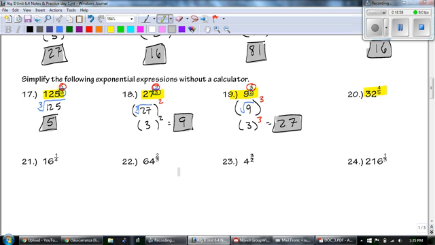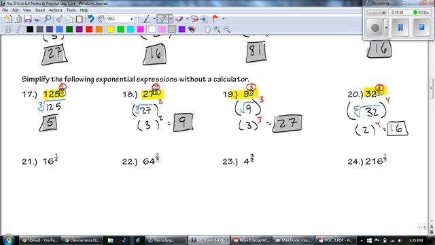Okay, why don't you see if you can set 32 up on your own. Okay, you know that 32 goes here. That's to the 5th. And then on the outside is the 4th. That's a 2, and then 2 to the 4th power is 16.